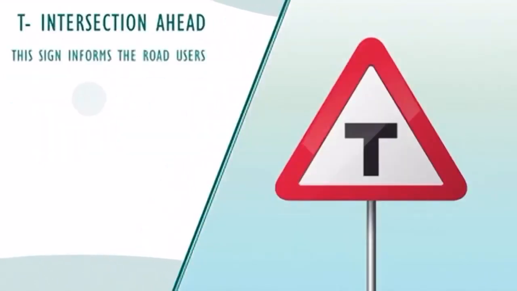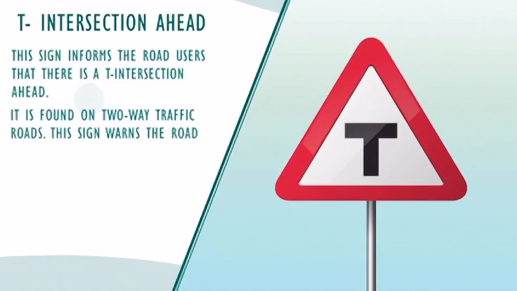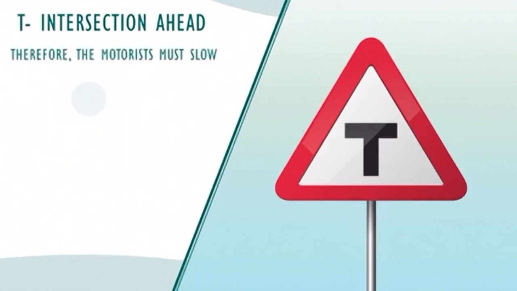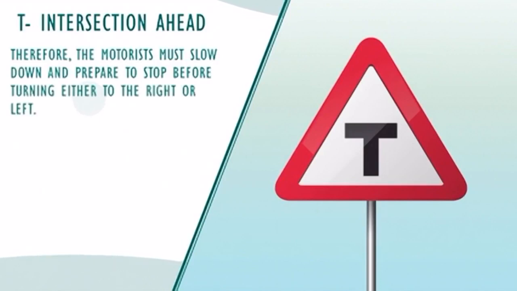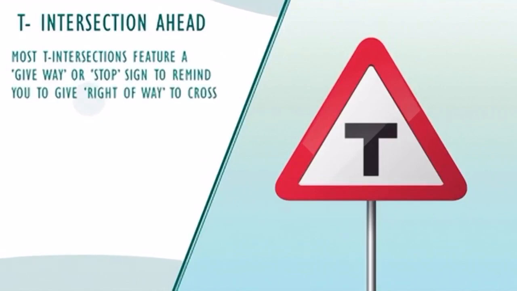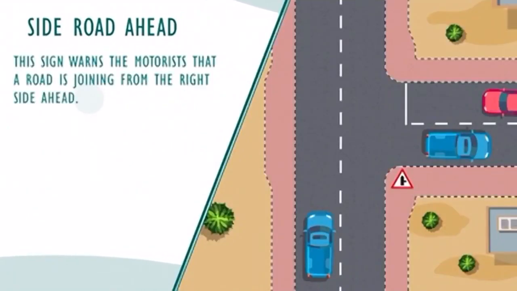This sign informs the road users that there is a T intersection ahead. It is found on two-way traffic roads. This sign warns the road users that their road will terminate at the continuing road. Therefore, the motorists must slow down and prepare to stop before turning either to the right or left. Most T intersections feature a give way or stop sign to remind you to give right of way to cross traffic. This sign warns the motorists that a road is joining from the right side ahead.